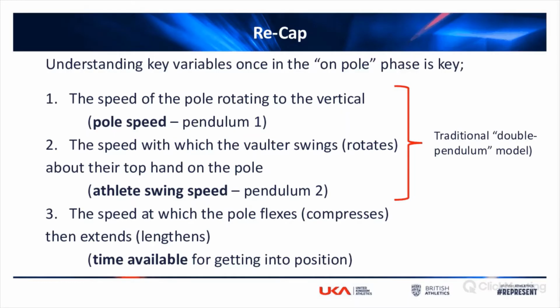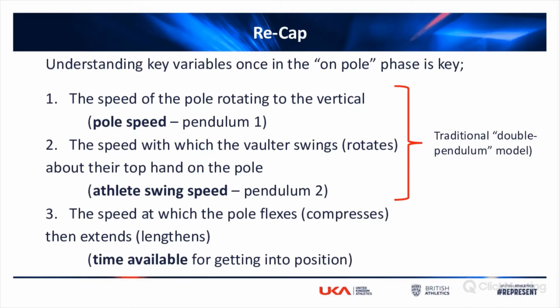So quickly, we saw this slide on pole stiffness. The thing we need to bear in mind is this double pendulum system that goes on, which is the speed of the pole rotating around the pole tip in the box. That's pendulum 1, and that's the amount of pole speed that we have. Then we have the athlete swinging around their hands on the top of the pole, and that's pendulum number 2, the athlete's swing speed, and that's our traditional double pendulum model.